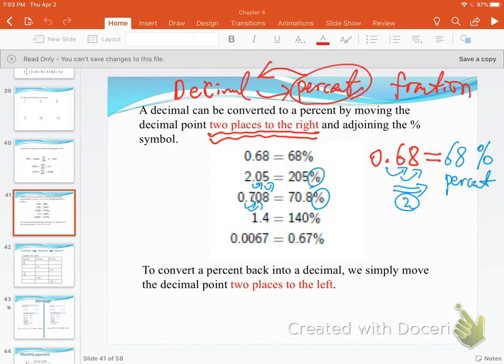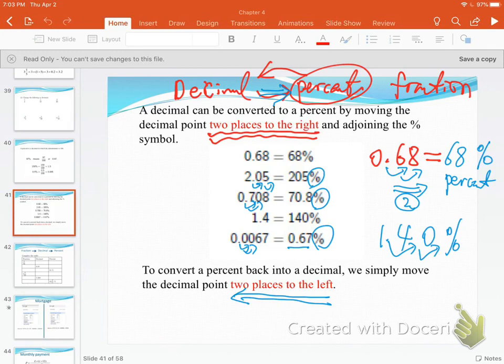1.4, you move 2 places, you got 14, 1 place, another place is empty, so you got 140, and then you put percent, so it's 140%. The last example here, you move it twice, you got 0.67%. So if you want decimal to percent, you move 2 places to the right. Now if you are given a percent and you want a decimal, you just move 2 places to the left. Move it back.